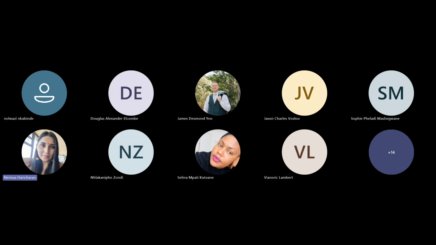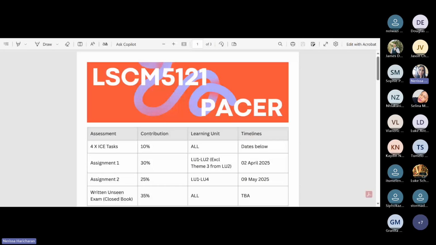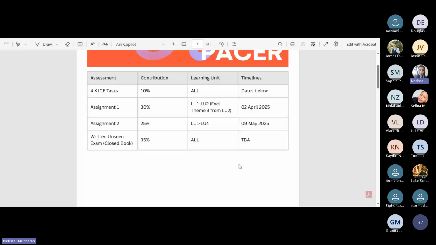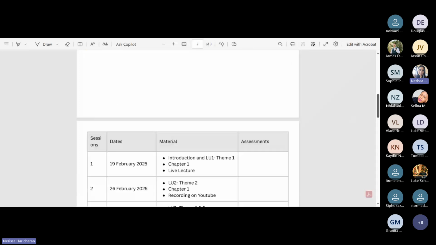Just a reminder for those of you that have not seen my latest announcement with the new updated PACER. The updated PACER now has your assignment dates linked to it. So assignment 1 is due on the 2nd of April 2025, and assignment 2 is due on the 9th of May 2025. I have included it here at the bottom as well.